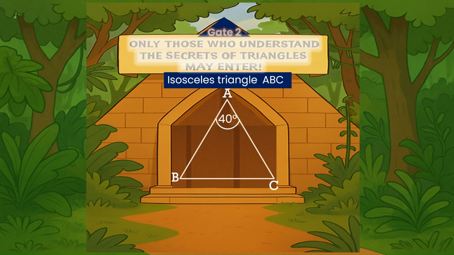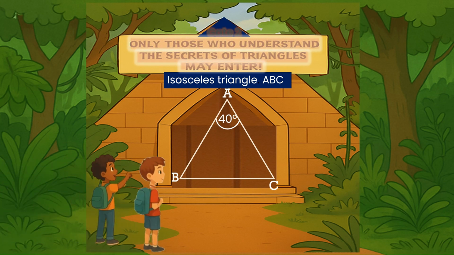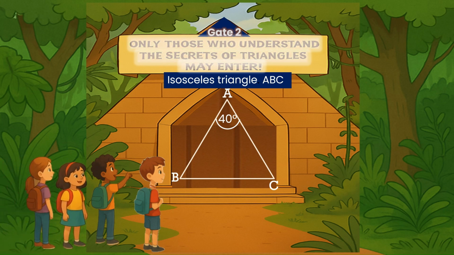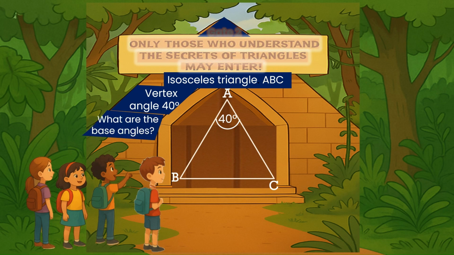They reached gate number 2. This time, they had to find the base angles B and C of an isosceles triangle ABC, given the vertex angle A 40 degrees. Hari explained step by step.